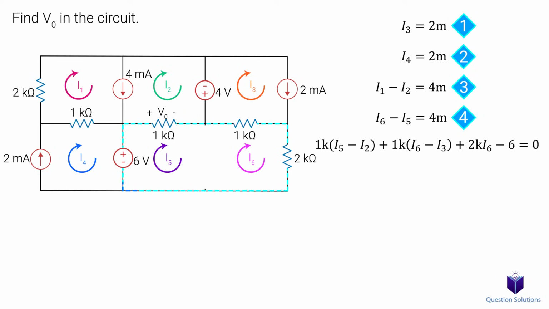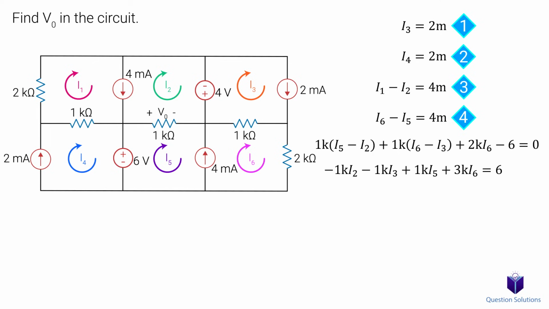Why is it I5 minus I2? So when we write a KVL for a loop, we're assuming a direction for current flow. Here we chose a clockwise direction. And notice that I5 goes in the same direction, while I2 goes against it. So we get I5 minus I2. The same is true for I6 and I3. I6 goes in the same direction, while I3 opposes it. Lastly, it's negative 6 volts because our clockwise current would enter the negative terminal of our voltage source.